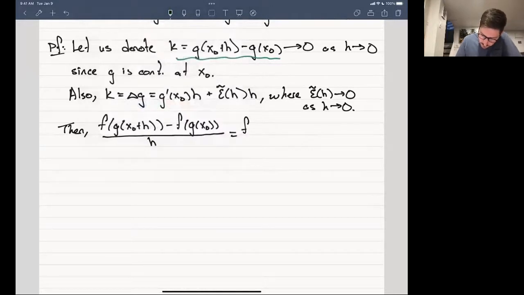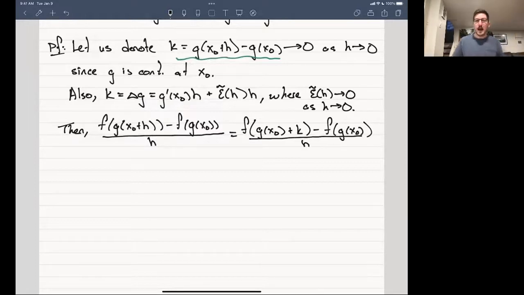And so this becomes f of g of x0 plus k, and that's really k of h, but I'm just trying to minimize some notation here, minus f of g of x0, divided by h. But now f is differentiable, right? So what you can see is that g of x0 is the point where you're differentiating around. k is going to 0. So the top of this thing is a delta f function.